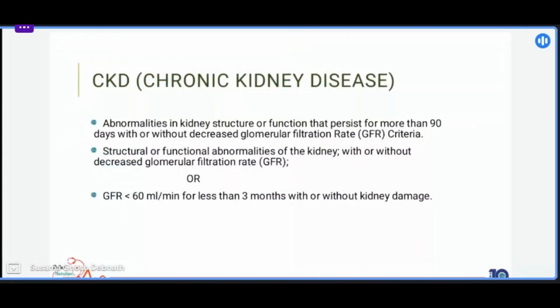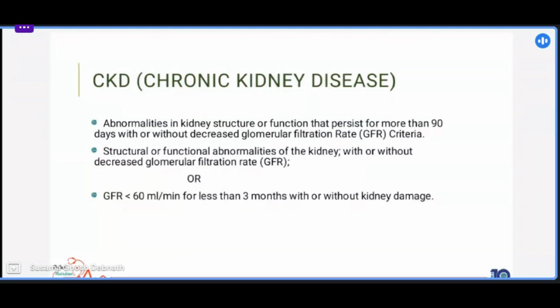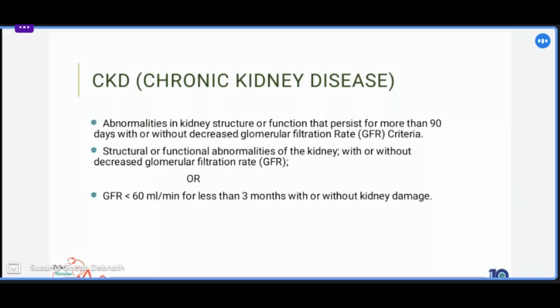Now coming to chronic kidney disease. It is abnormalities in kidney structure or function that persist for more than 90 days, with or without a decrease in glomerular filtration rate criteria. It's not like initially the GFR will go down. Initially it could be normal, but once it is less than 60 ml per minute for more than 3 months, or with kidney damage, we will call it chronic kidney disease, where the function of the kidney is compromised. Glomerular filtration rate is going down below 60 ml per minute.